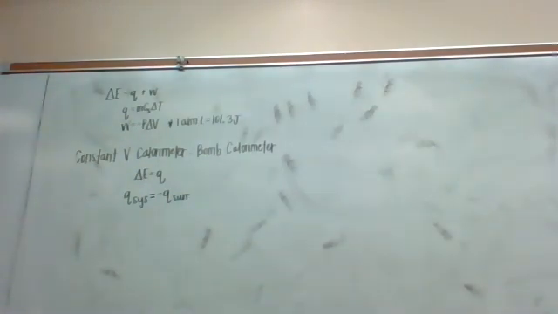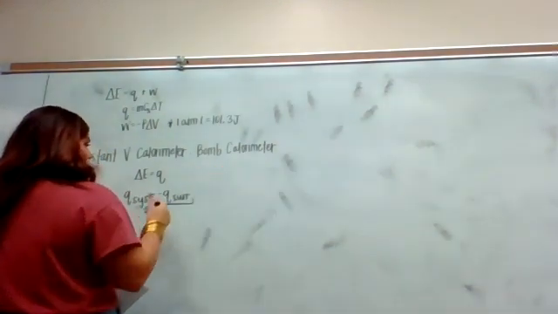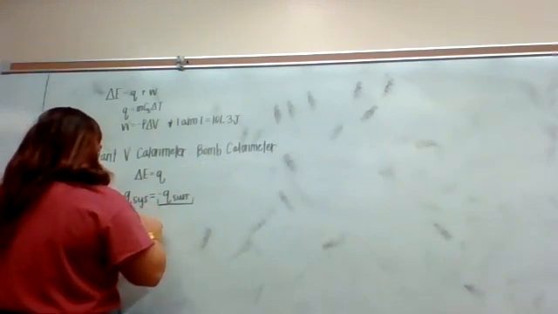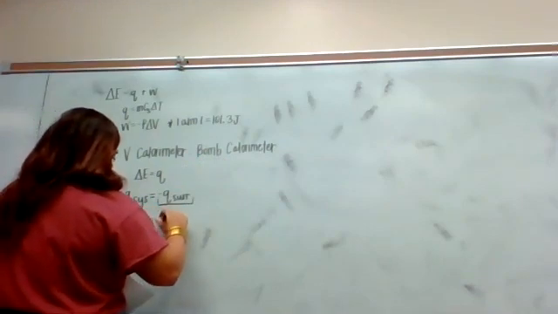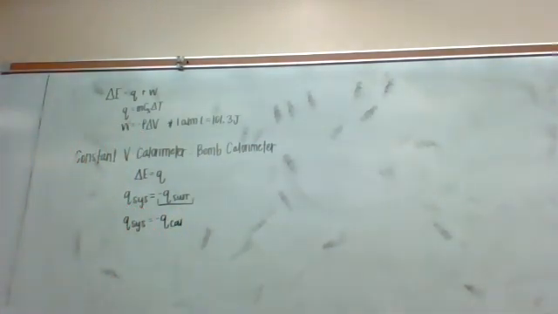And we've said that if my system and surroundings are isolated from the universe, then my system heat is equal to the negative of my surrounding heat. Well, in this case, we're going to consider our surroundings as our calorimeter, because it's isolated from the universe.